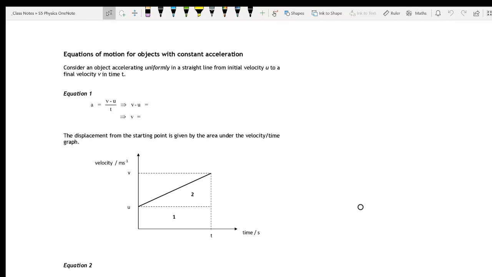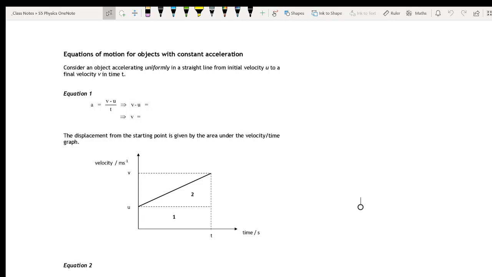Right, okay. So you've come across one equation of motion already, which is the first one, equation 1, the acceleration equation. All of these equations of motion are for when something is accelerating uniformly, so if the acceleration is constant. If you get changing acceleration, you have to split it into parts to answer it. And you don't use these for constant velocity if something's accelerating.